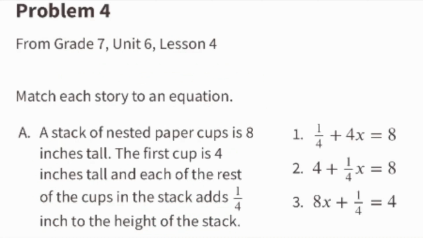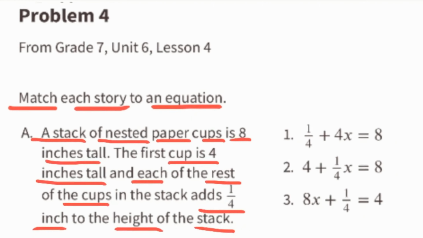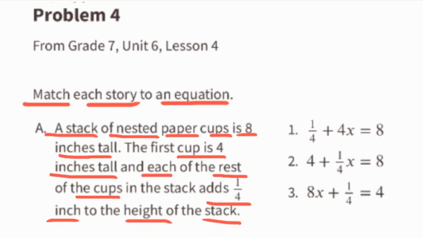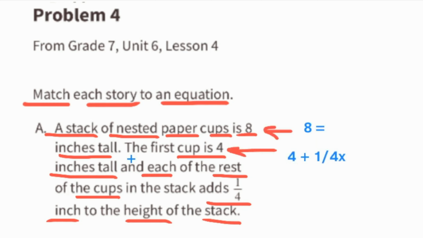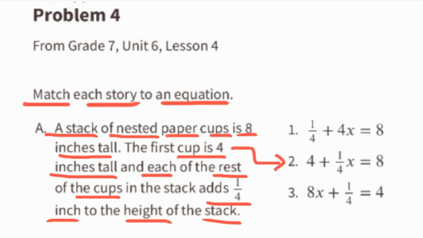Problem number 4 from 7th grade, Unit 6, Lesson 4. Match each story to an equation. A stack of nested paper cups is 8 inches tall. The first cup is 4 inches tall, and each of the rest of the cups in the stack adds 1/4 inch to the height of the stack. The stack of nested paper cups is 8 inches tall, and that equals the height of the first cup, 4 inches, plus 1/4 of an inch times the number of the rest of the cups. So story A would match equation 2, 4 plus 1/4 x equals 8.